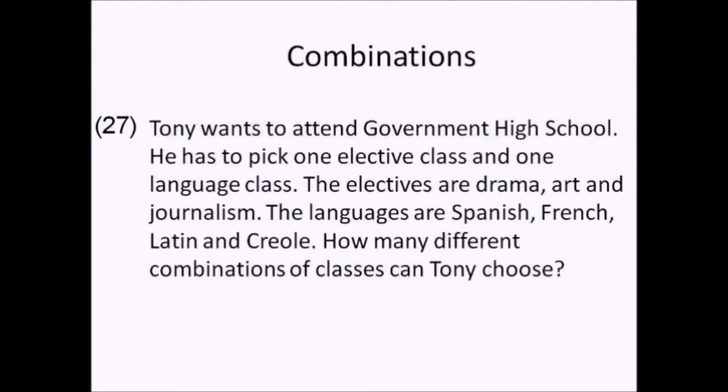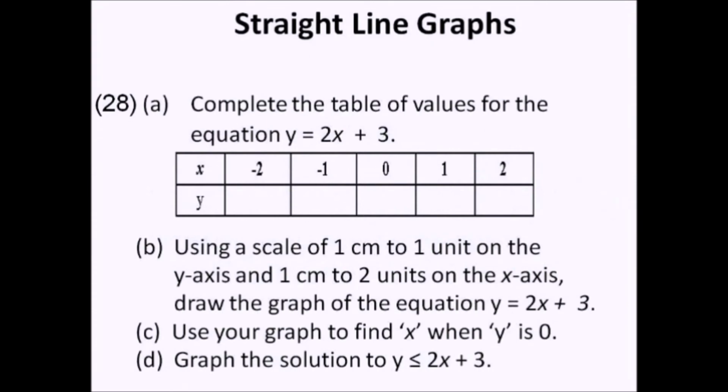Tony wants to attend government high school. He has to pick one elective class and one language class. The electives are drama, art, and journalism. The languages are Spanish, French, Latin, and Creole. How many different combinations of classes can Tony choose? Do it quickly. Number 28, straight line graph.